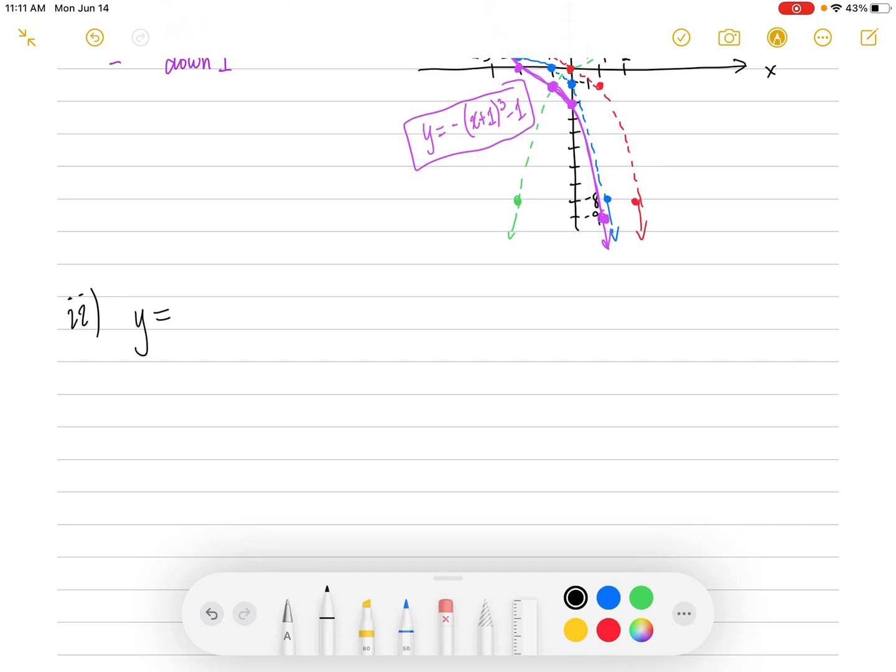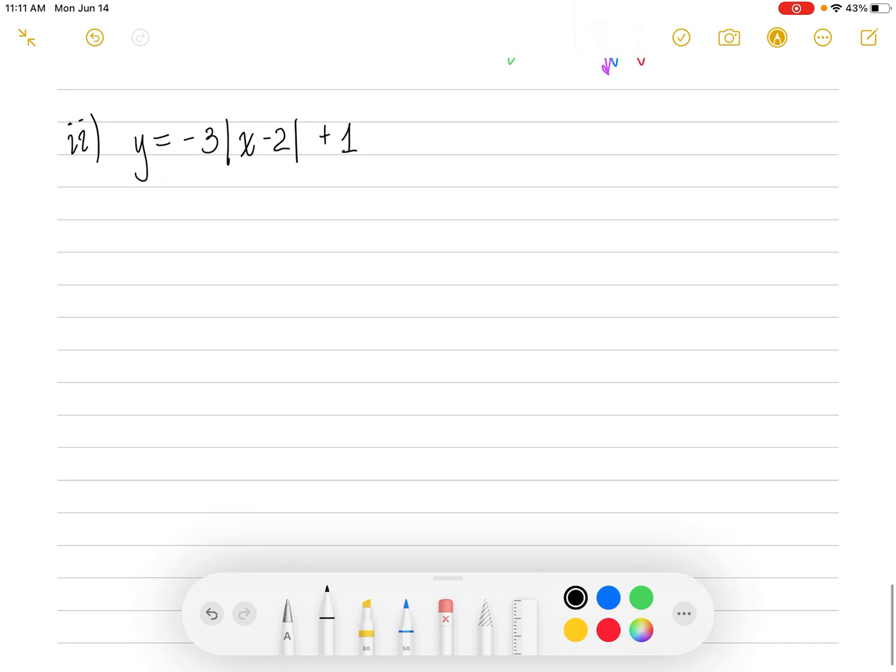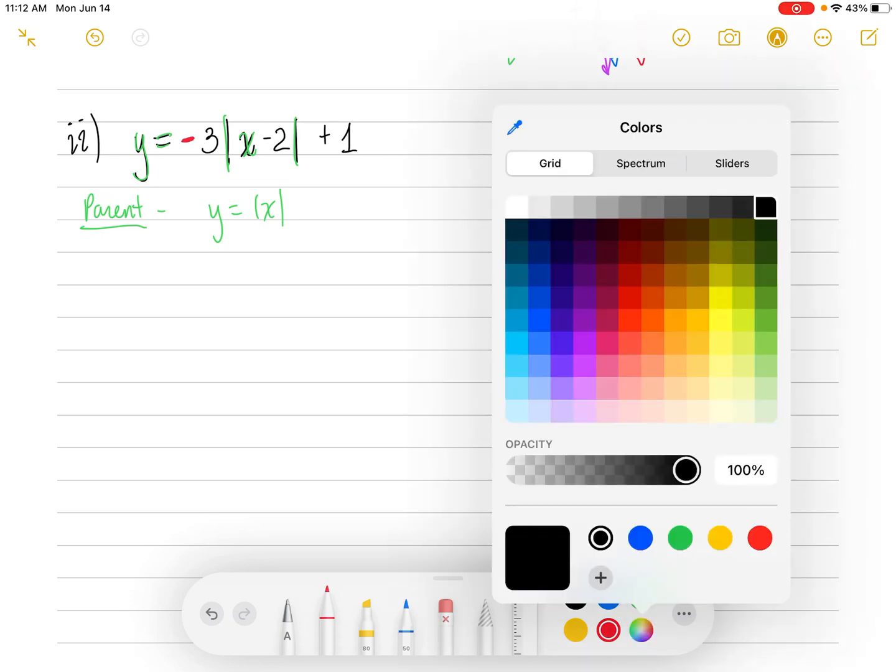Number 2. Now let's do y equals, let's do minus 3, absolute value of x minus 2, close the absolute values, plus 1. So here our parent graph is y equals the absolute value of x. And we're going to have some transformations.